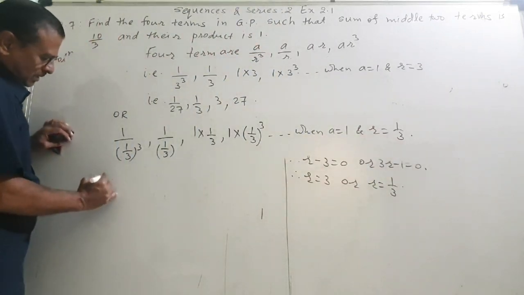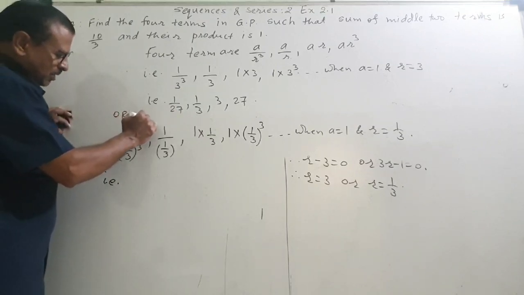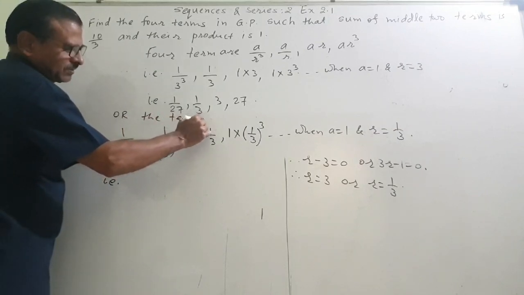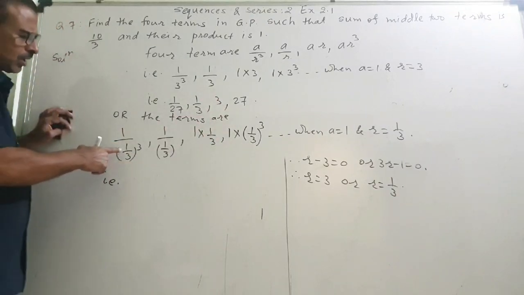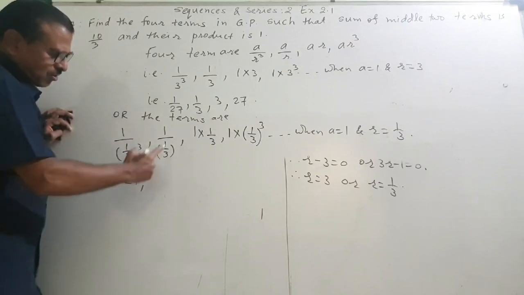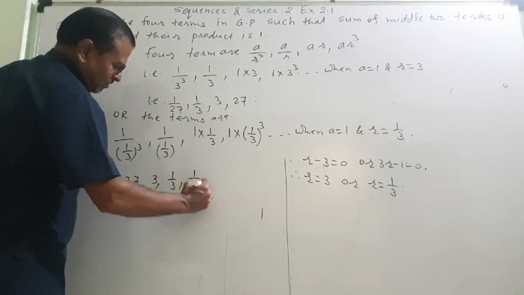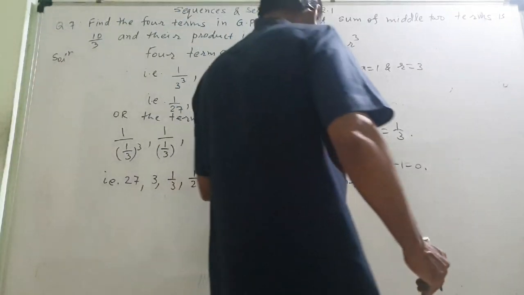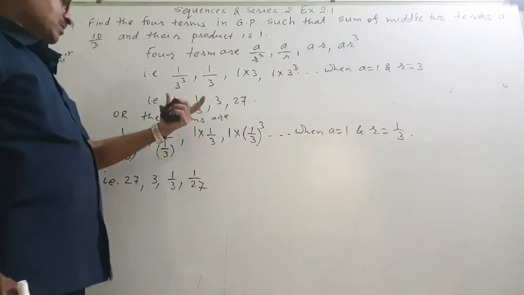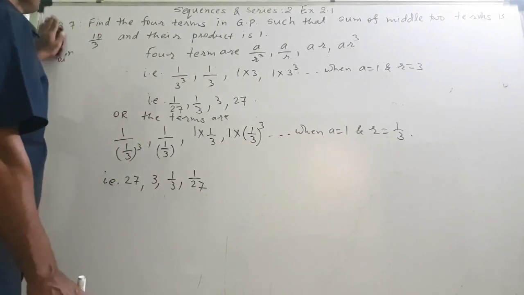So the terms are 1 upon 3 its cube, means 1 upon 27. This 27 will go up, and 27, this will be 3, this will be 1 upon 3, this will be 1 upon 27. And answer you will write, the terms are this one answer or this another answer. These are the two answers. Hope that you have understood this.